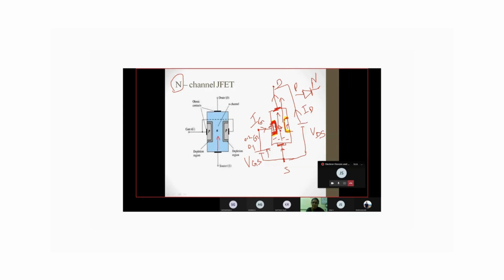Some of the charge carriers will be recombined, and some other charge carriers will not be recombined. Only the electrons will be there. And on this side also, there are more numbers of electrons. These electrons are repelled by the negative terminal of the battery, and they are moving towards the drain. Drain is basically a collector. It collects the charge carriers. So with the application of the input voltage VGS, the drain current or output current will be flowing through the device. So this is the n-channel JFET.